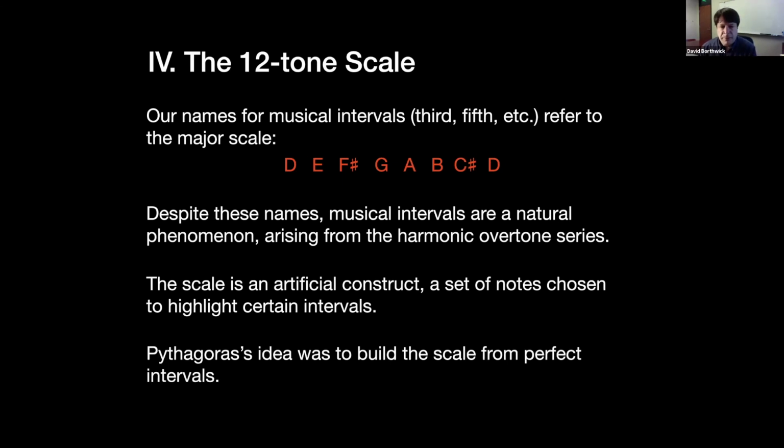And so Pythagoras is responsible for the notion that the fourth and the fifth are perfect. As we see, that just means the ratios involve only 2 and 3. And why that is so much more perfect than a ratio of 5 is a matter of taste. But that was Pythagoras' idea, that ratios involving 2 and 3 are somehow perfect, and so the scale should be built from these.